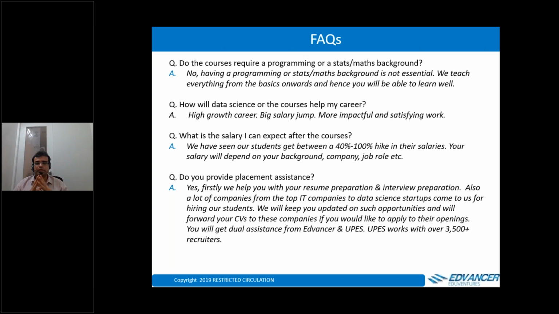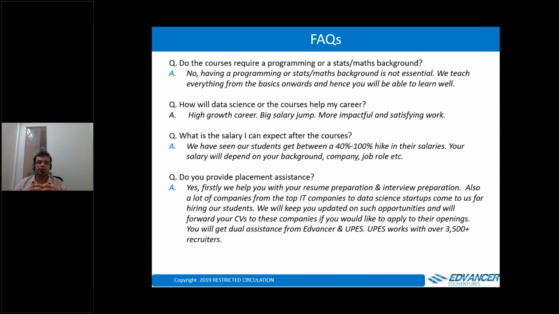Do you provide placement assistance? I can see someone has already asked that question. So yes, what we do is we help you with your resume preparation, we help you with your interview preparation. A lot of companies from the top IT companies to startups come to us looking to hire our students. What we do is we keep sending across such opportunities to you on a weekly basis. We will forward your CVs to these companies if you would like to apply to their openings, and we will coordinate for setting up interviews.